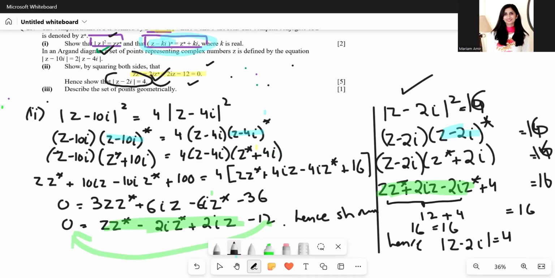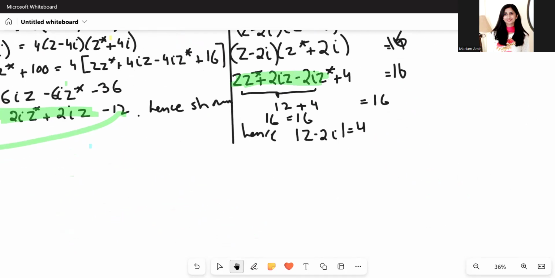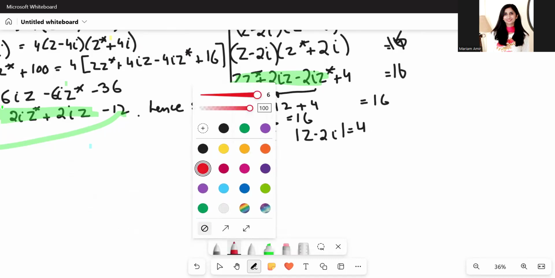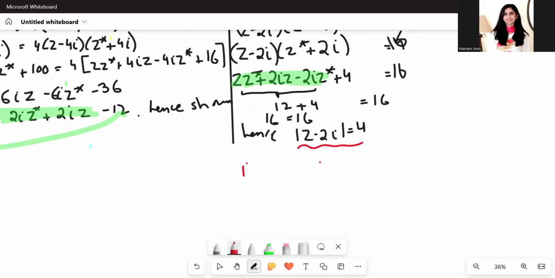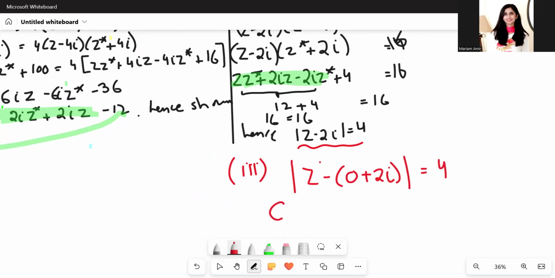Part 3 is describe the set of points geometrically. So what is this? We can see that it is a circle. Let's take z common because that's the convention. Modulus of z minus (0 plus 2i) equals 4. So it's a circle with center (0, 2) and radius equal to 4.